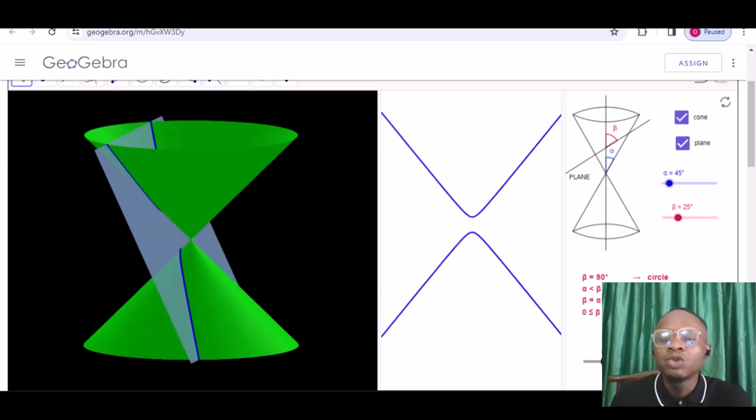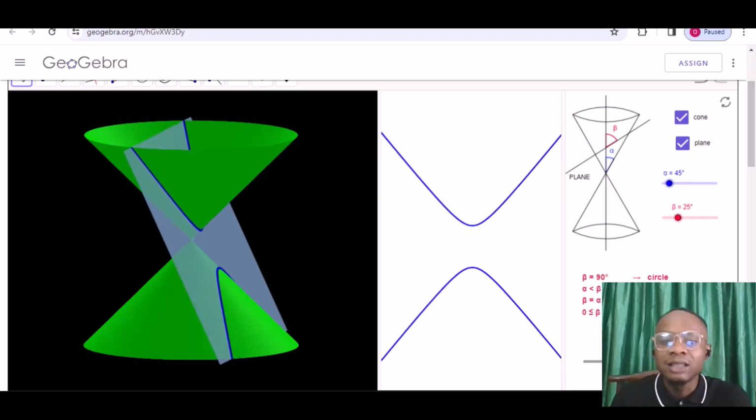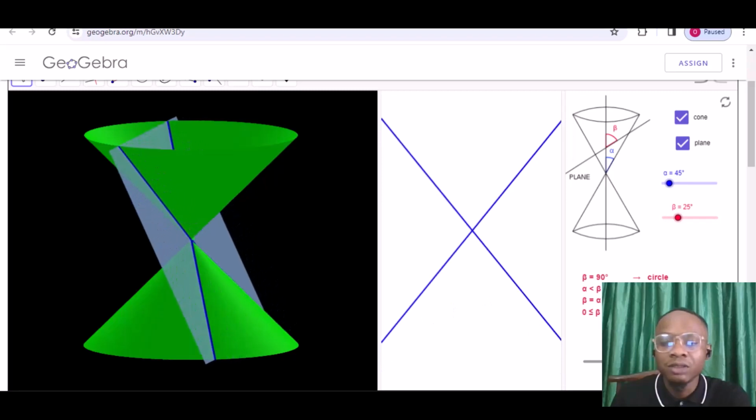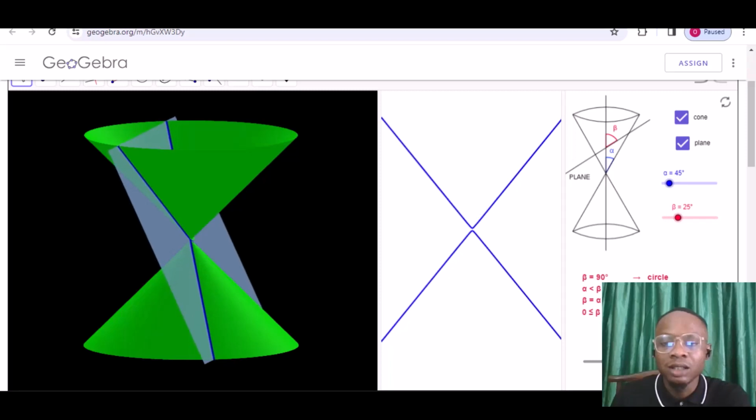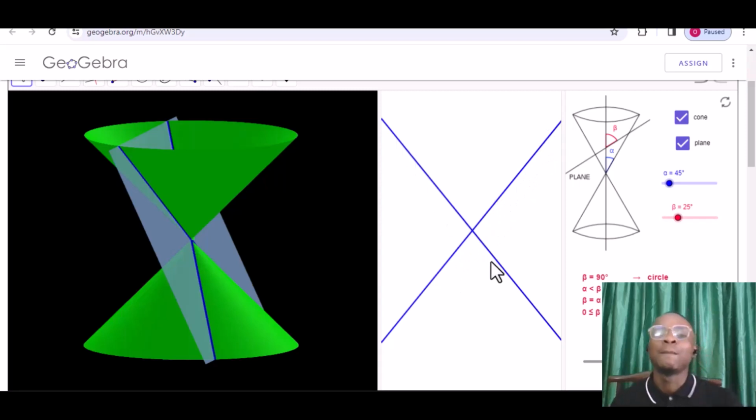So what happens when the plane is at the center? Let's carefully do that until it's at the center. We can see that when it's at the center, these two points will be joined. So you can see that when it is at the center, we are getting two intersecting straight lines. That means that a degenerate hyperbola is two intersecting straight lines.